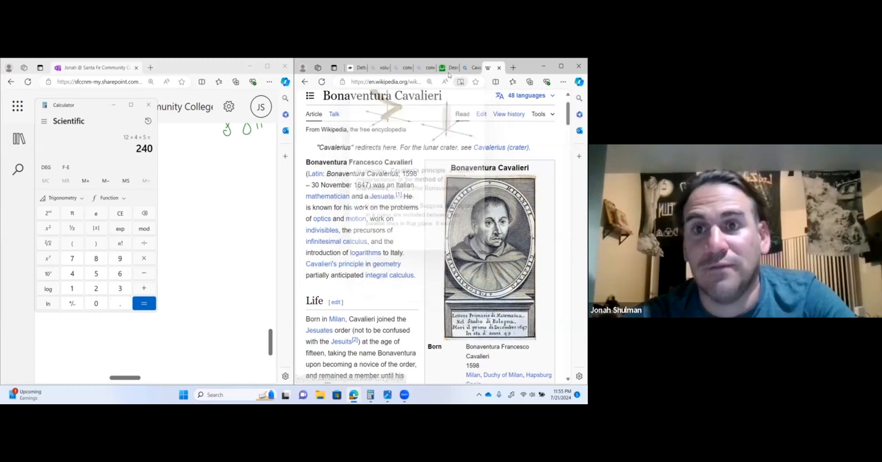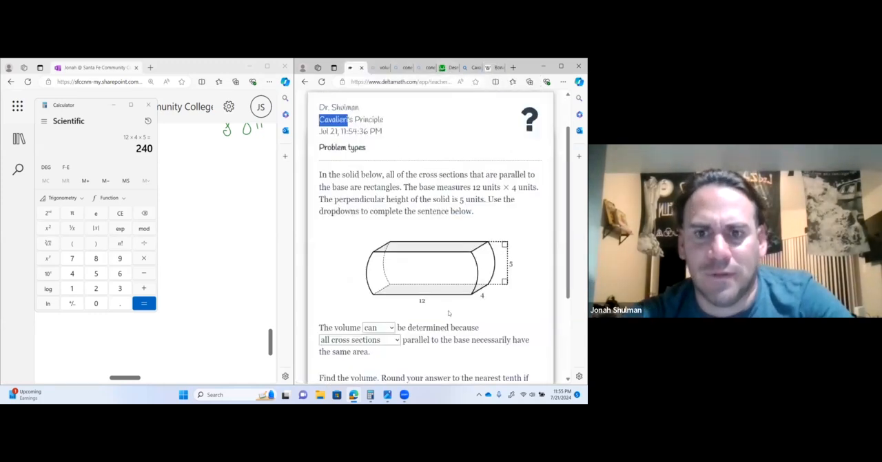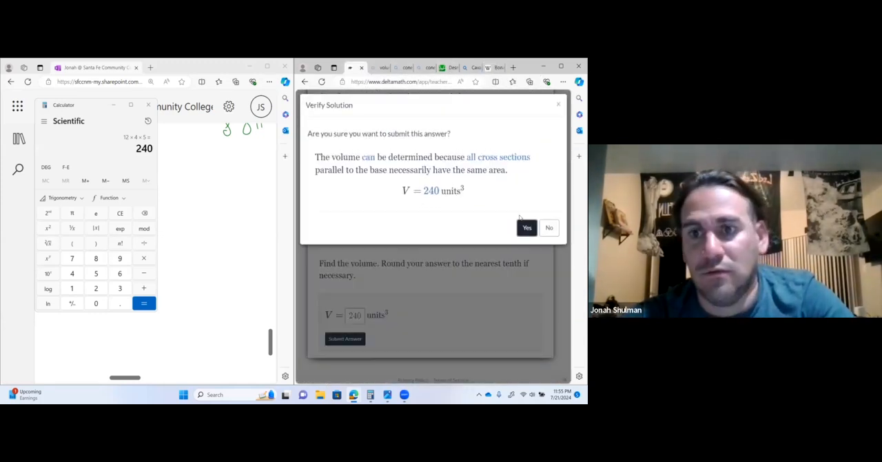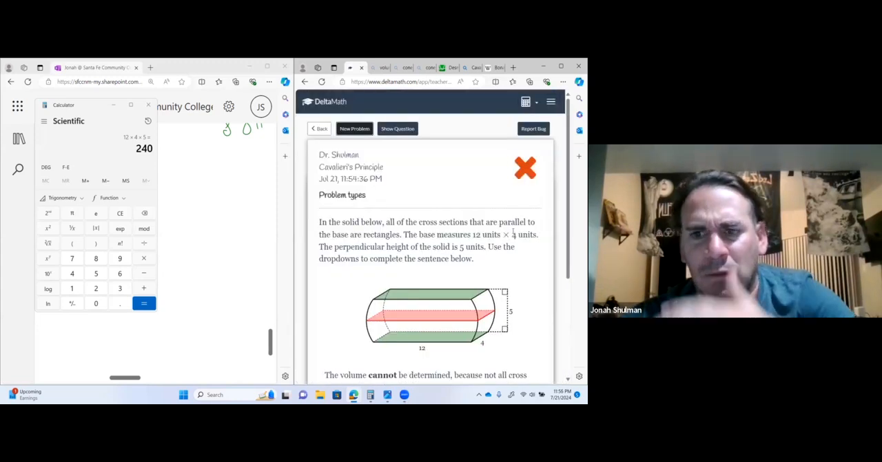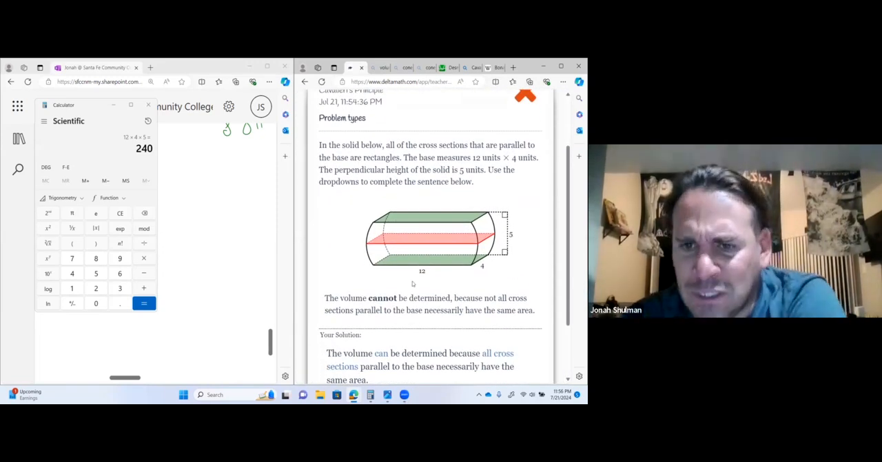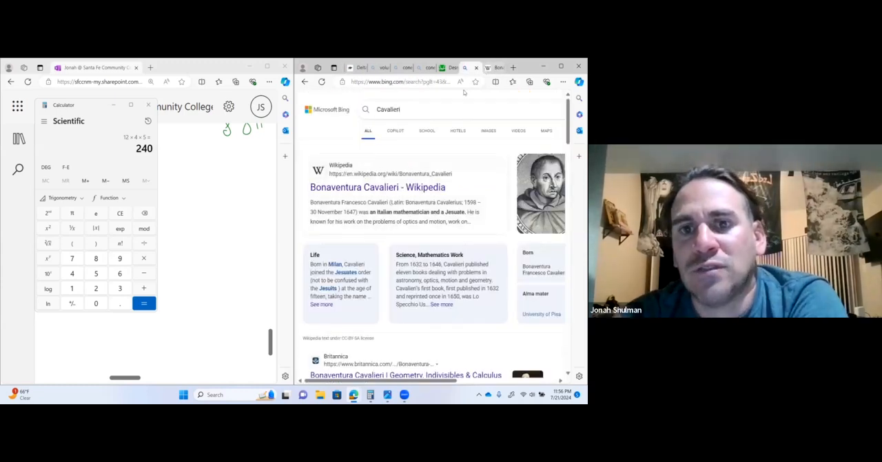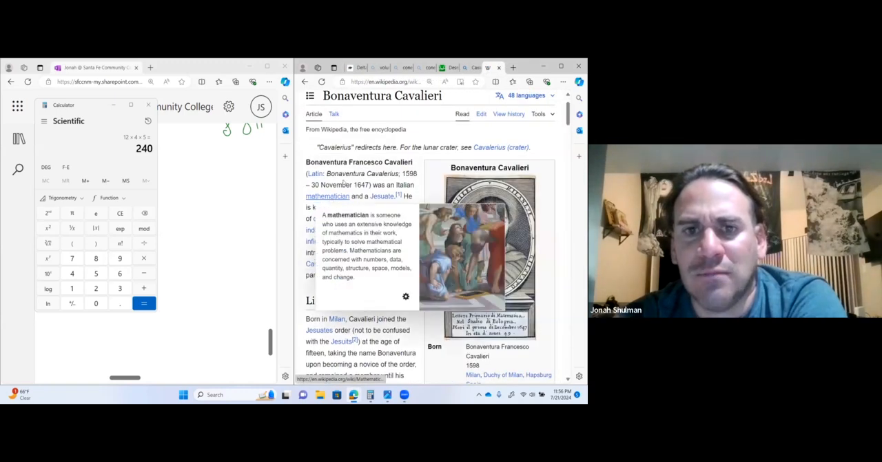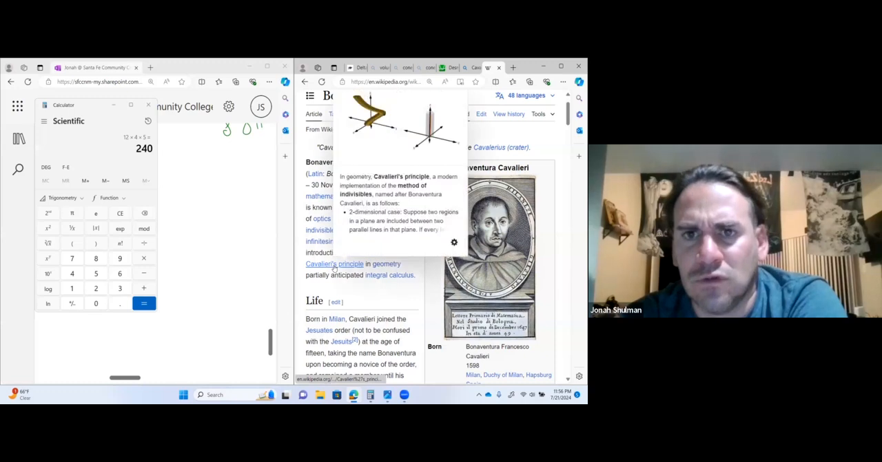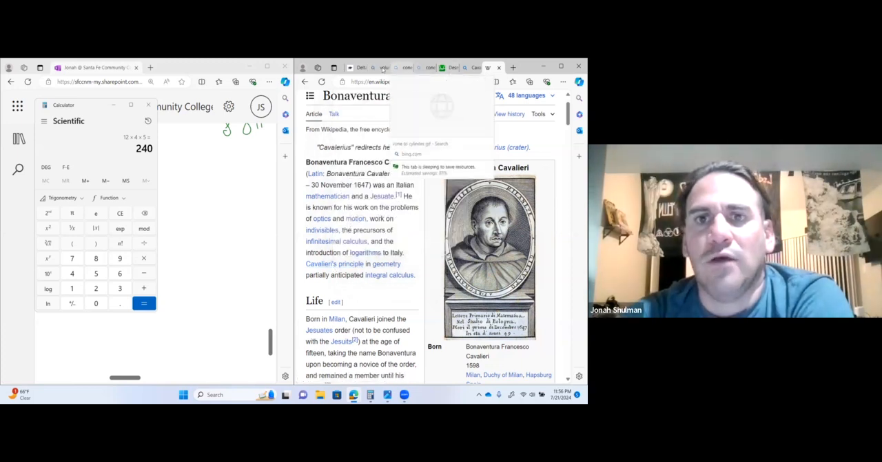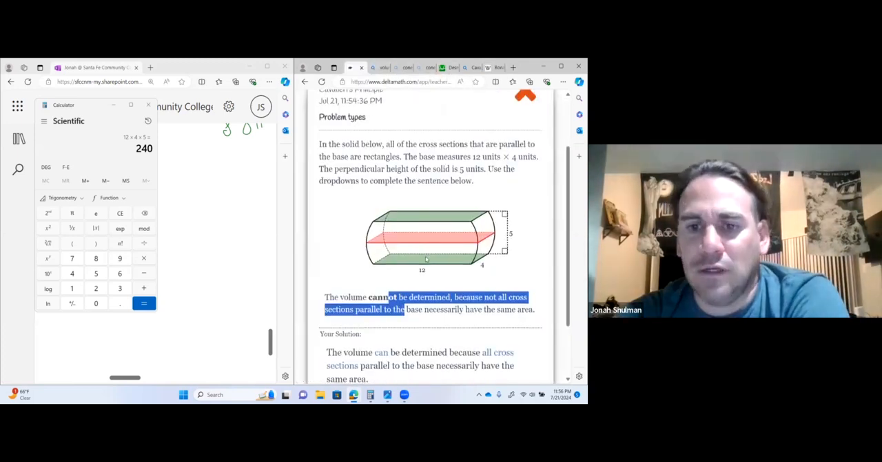So let's see if I actually did it right. So the volume cannot be determined because not all cross sections parallel to the base have the same area. Oh, so they all have to have the same area as they go. That makes so much sense. So if they have the same area as they go, I want to see this again. What a cool. See, they're all the same areas so they can get shoved in together. Nice. It's been a while. Cavalieri. Let's do another one.